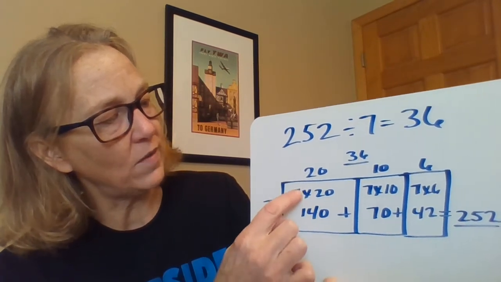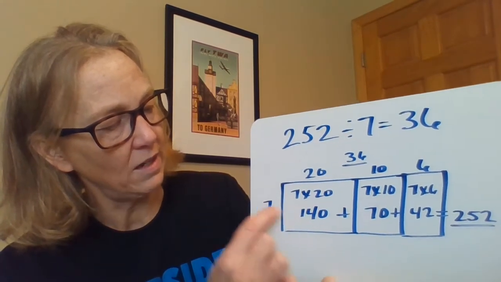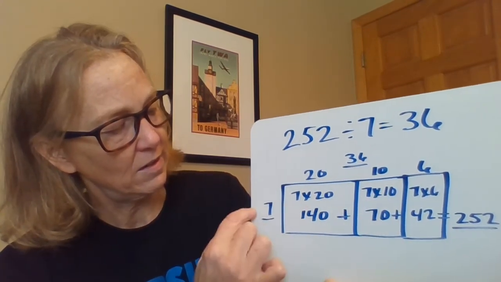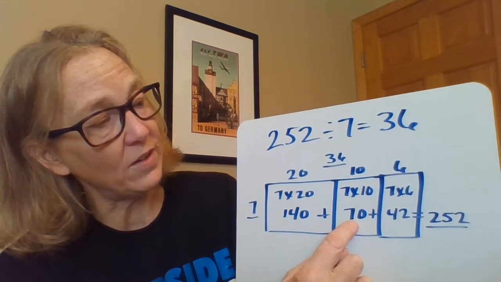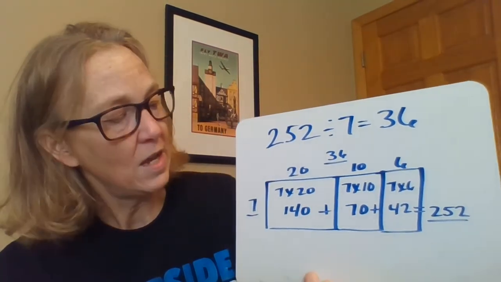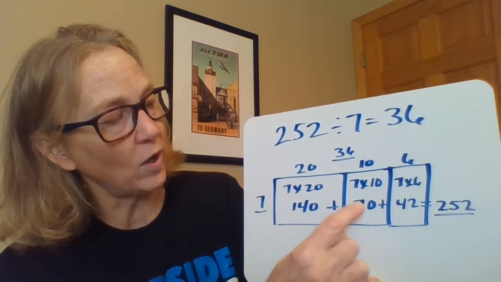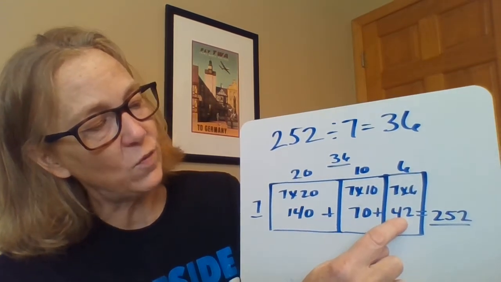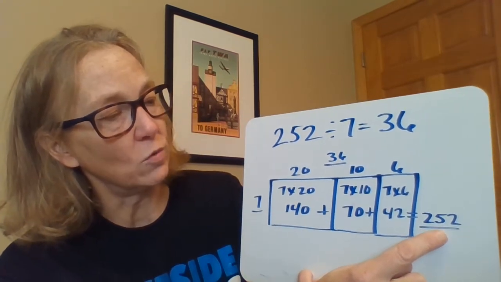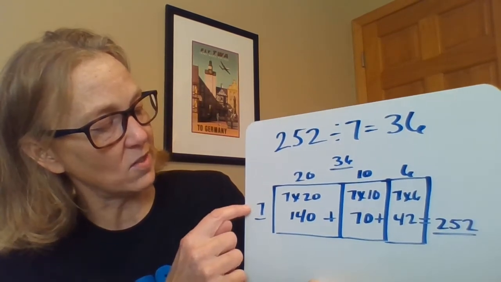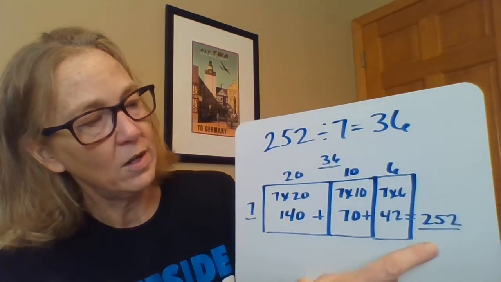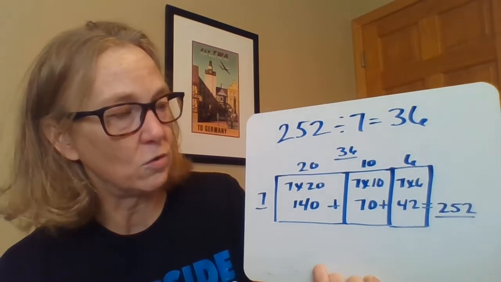I could figure out that 7 by 20 got me up to 140, and 7 by 10 got me up to 70, and again 7 by 6 got me up to 42. So from here I can add 140 plus 70 plus 42, and I get my same answer of 252. So my dimensions, a 7 by 36 multiplied together, will get me up to a 252.